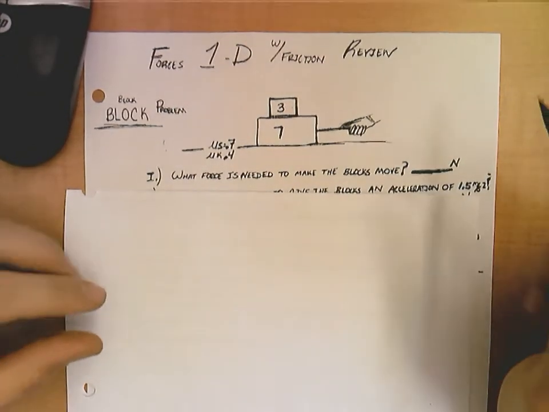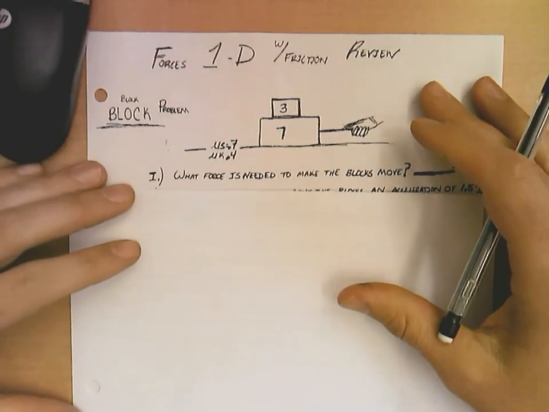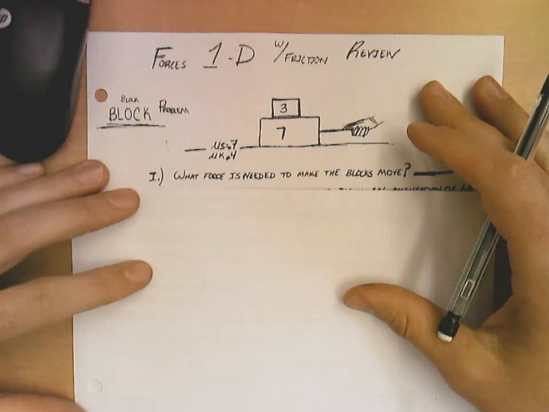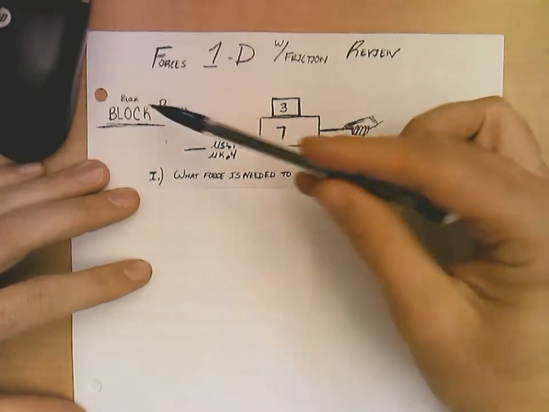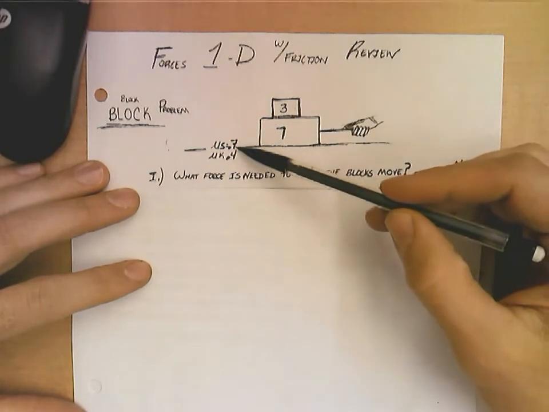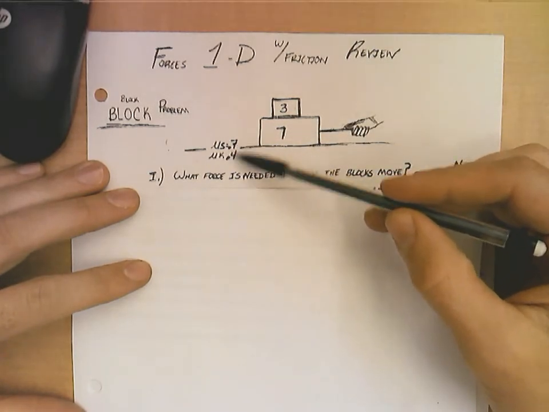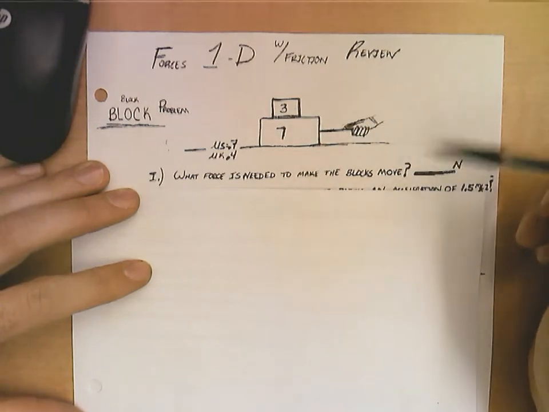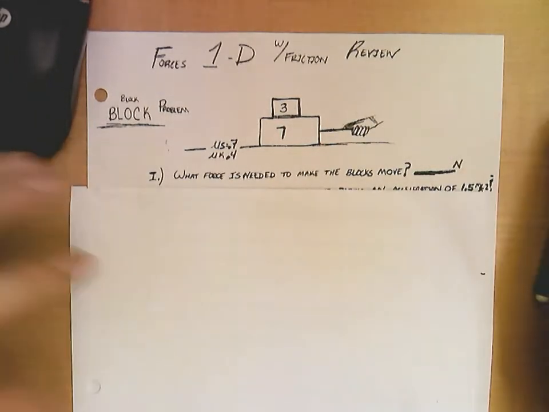Alright guys, we got a little review on force diagrams with friction. Start here with the block on the block problem. We got a 3 on top of a 7. It also tells us a little something about the surface, 0.7 and 0.4. What force is needed to make the blocks move?